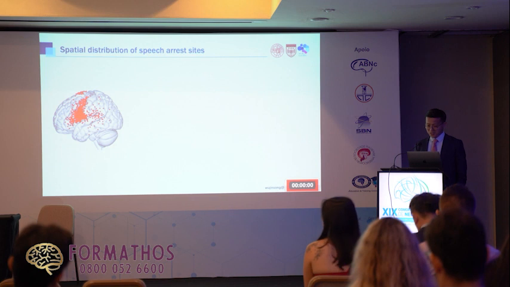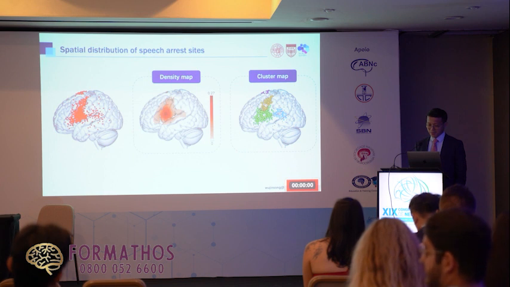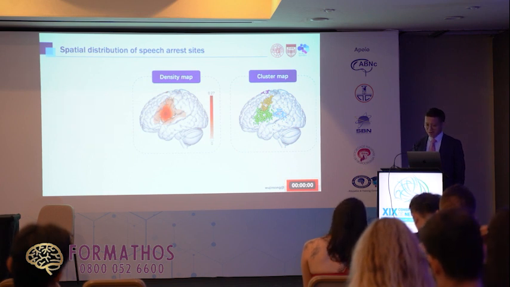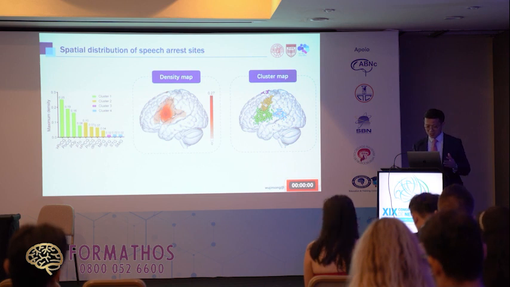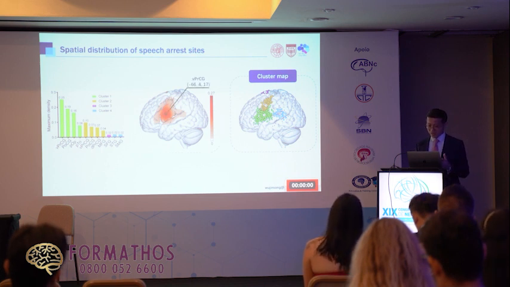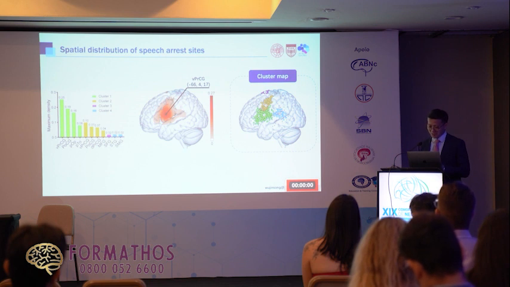Then we merged the data from 4 medical centers and produced the density map and the cluster map based on the cluster analysis. The bar graph on the left shows the density distribution of speech arrest sites on various brain regions in each cluster. The density map in the middle shows that the peak point of speech arrest is located in the ventral part of precentral gyrus, rather than the traditional Broca's area.